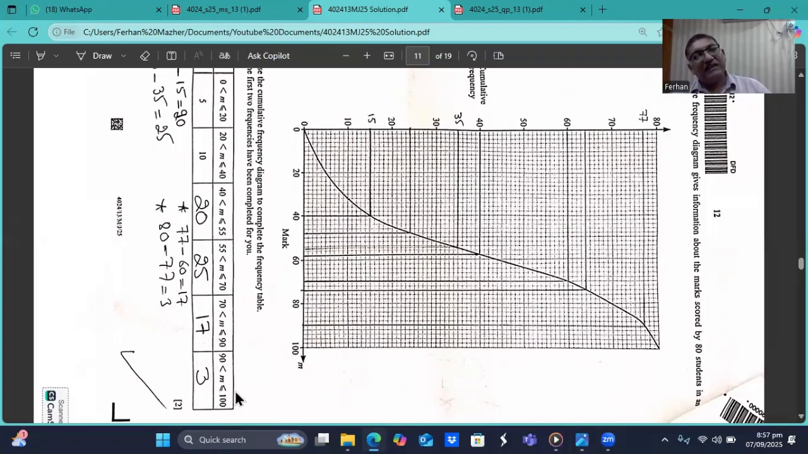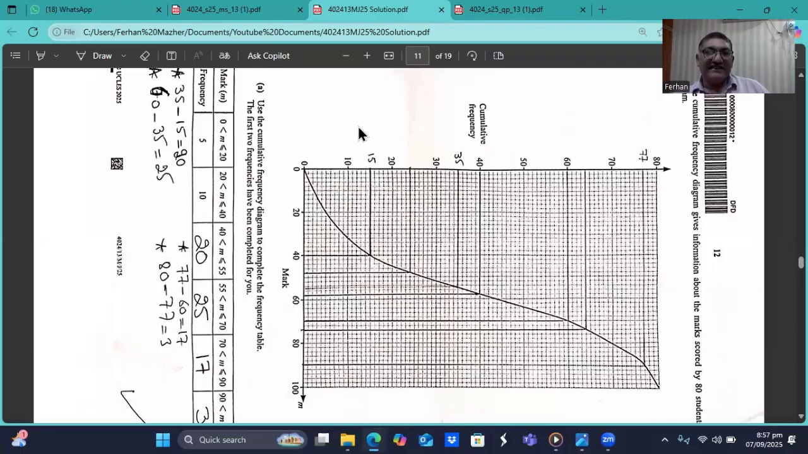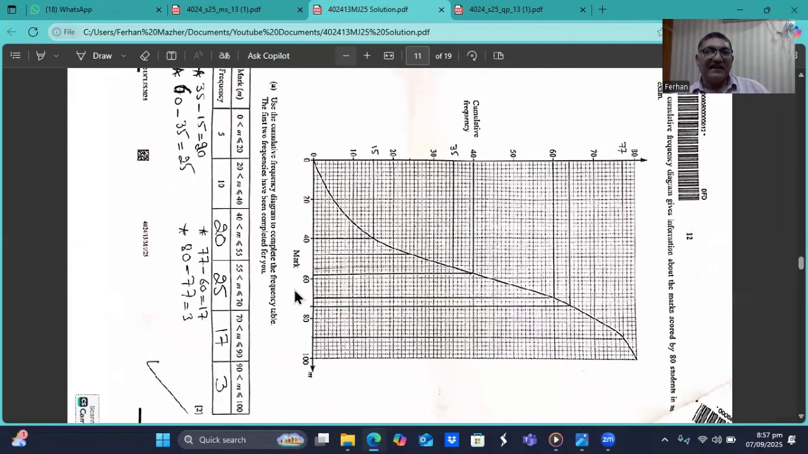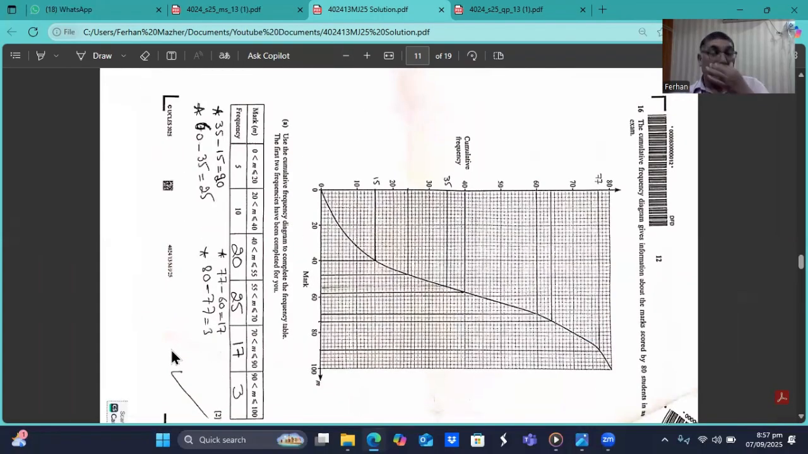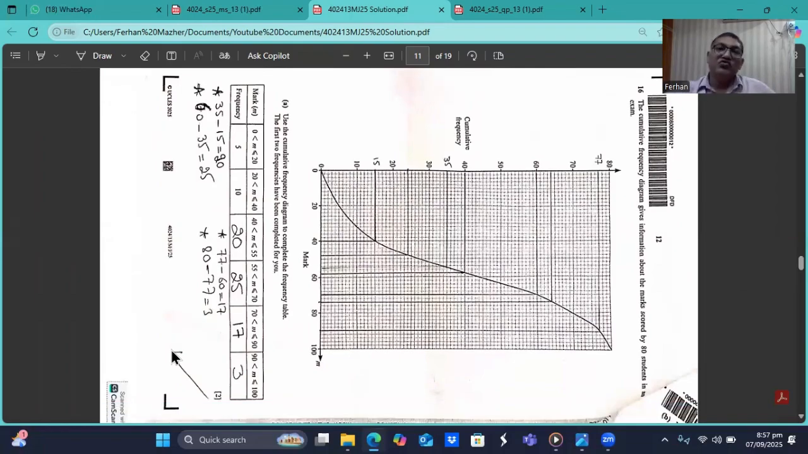And 90 and 100. So from 90, where is the 90? 90 is here. I will check what is the cumulative frequency, and at 100 marks, what is the cumulative frequency. I will subtract them, and I will get the frequency for that class. So that is 3. So this is how this is done. And I hope that this is clear to you. Let's rotate it back.